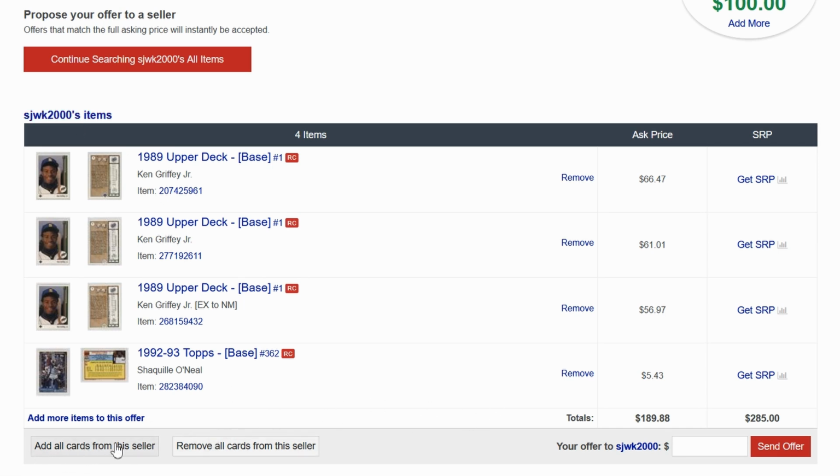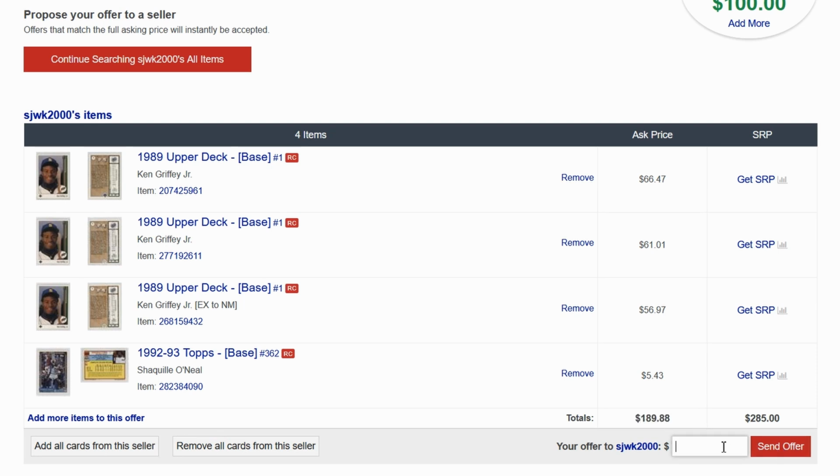You can add all cards from the seller's store, which would be wild if you did it, but you could. You could remove all cards from the seller. If you make an offer in here, we're not going to do it because I don't really want to buy these. But what you could do is, it's asking for $189. Maybe you think these are just criminally overpriced, and you're willing to give them $100 for it. You could put the $100 offer in here and send it.